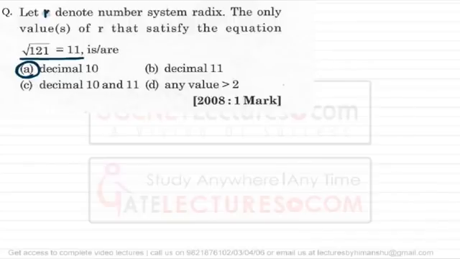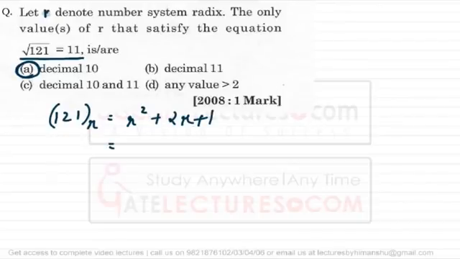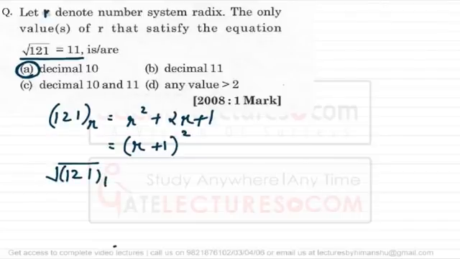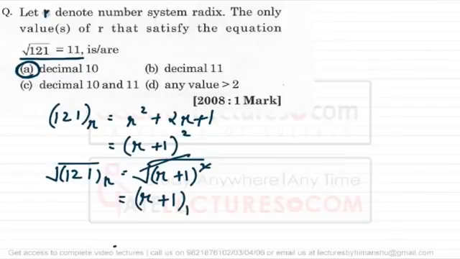Just look at the procedure of solving this. We are given that 121 is a number in base r. Just convert it into decimal. The procedure is you multiply with the weights of the bits. So you get r square plus 2r plus 1, which you can write as r plus 1 whole square. So under root, 121 in base r can be written as under root r plus 1 whole square. This root and square cancel and you get r plus 1 in base 10.